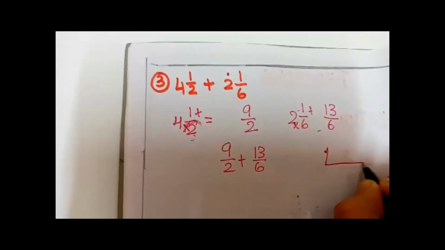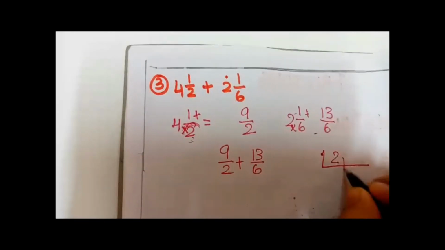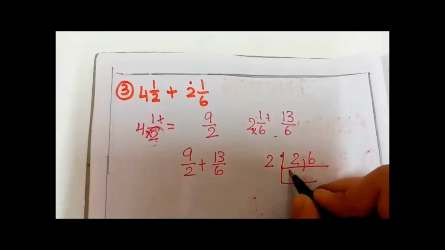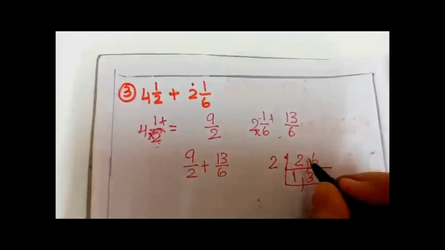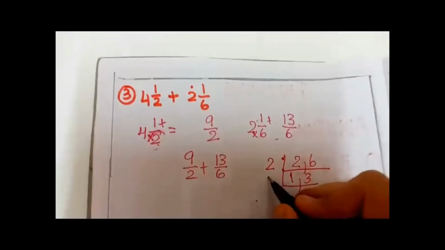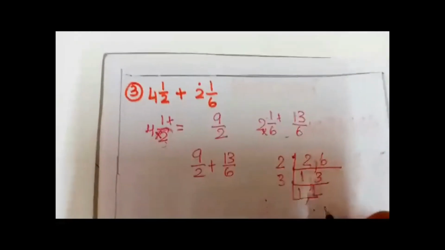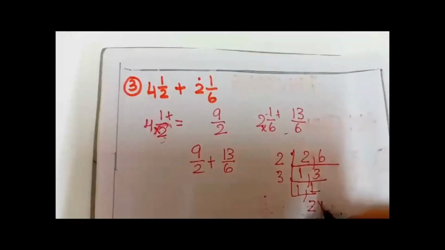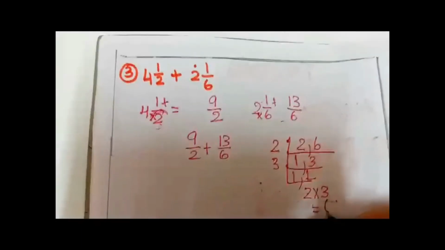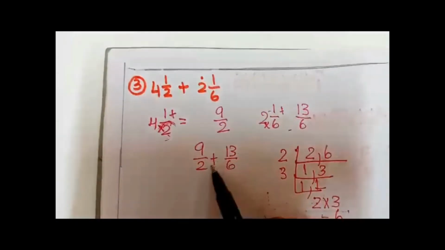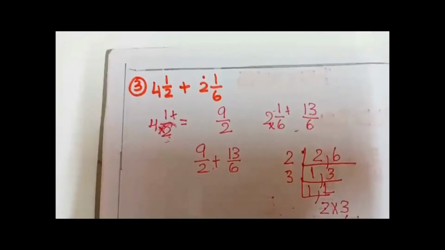So write the denominators here, 2 and 6. So we have a common factor here, which is 2, 1 and 3. 2 ones are 2, 2 threes are 6. Then 3, 1 and 1. We got 1 at the end, so 2 into 3 is equal to 6. So 6 is the lowest common multiple.